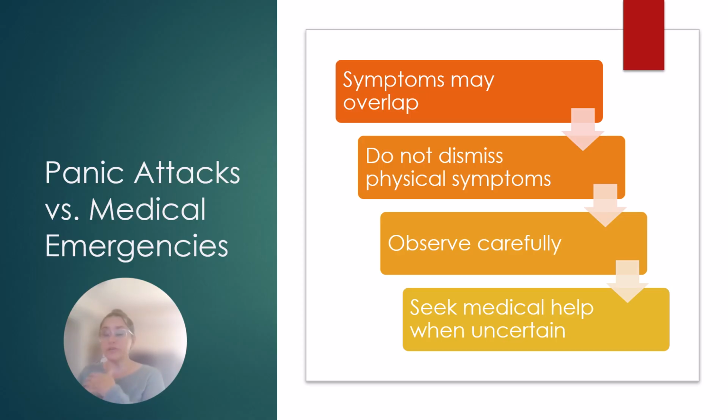So we do know that medical emergencies may initially appear similar. For example, maybe somebody's having a cardiac problem or an overdose or a diabetic emergency or a breathing difficulty, and that resembles anxiety symptoms. So we need to avoid automatically assuming that symptoms are just panic without observing them carefully.